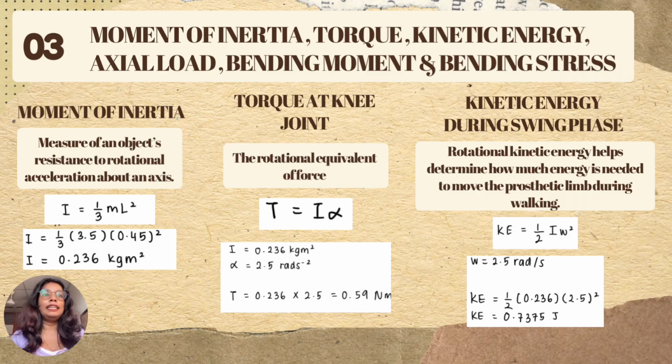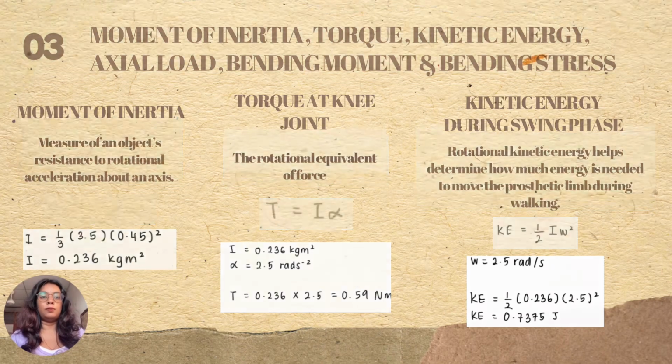Next, we move to the kinetic energy during swing phase. Rotational kinetic energy helps to determine how much energy is needed to move the prosthetic limb during walking. So the formula is KE equals 1/2 I omega square. Omega is the angular velocity, and I is the moment of inertia, whose value we know. When we substitute into the formula, we get kinetic energy equivalent to 0.7375 joule.